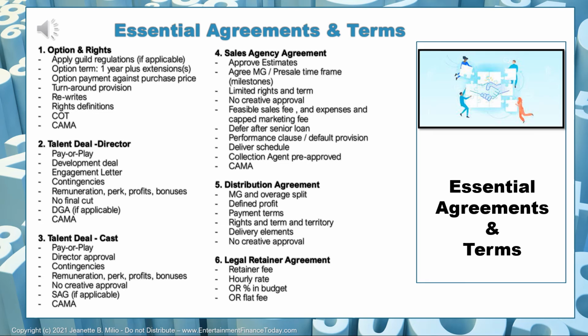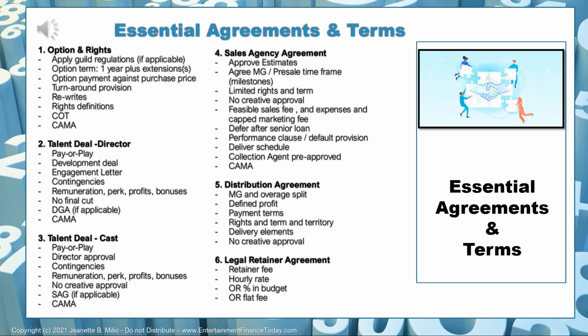We talked about the performance clause that needs to be in there, which is connected to a default provision. If they don't perform, we can get out of the contract. We talk about delivery elements that the sales agent would require and a delivery schedule by which the film has to be delivered. We talk about a collection agency provision, and we make sure that the sales agent is part of the collection agent management agreement.